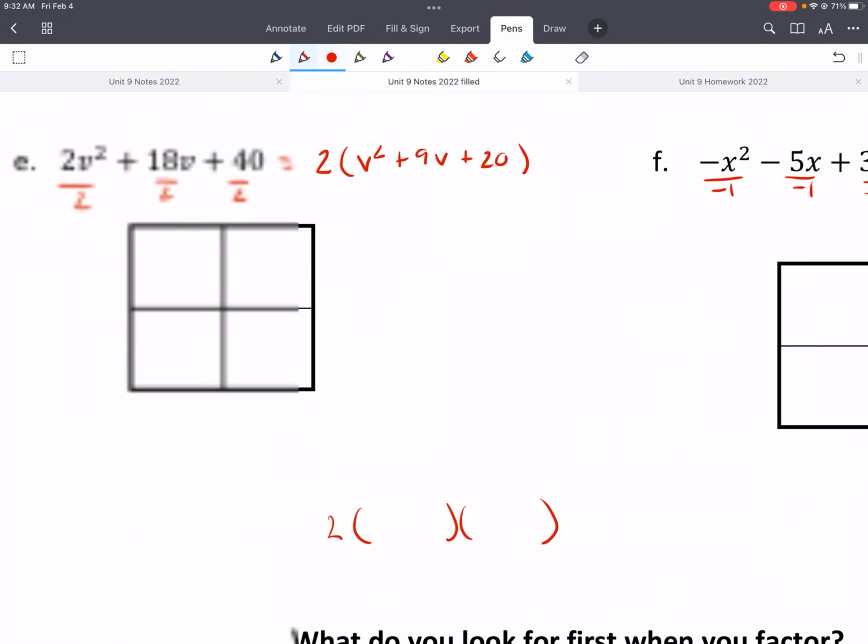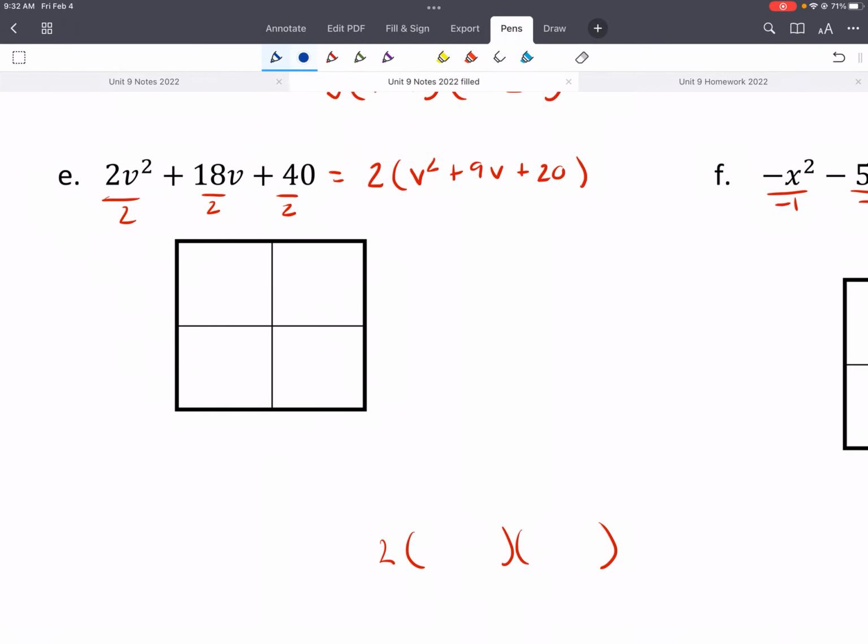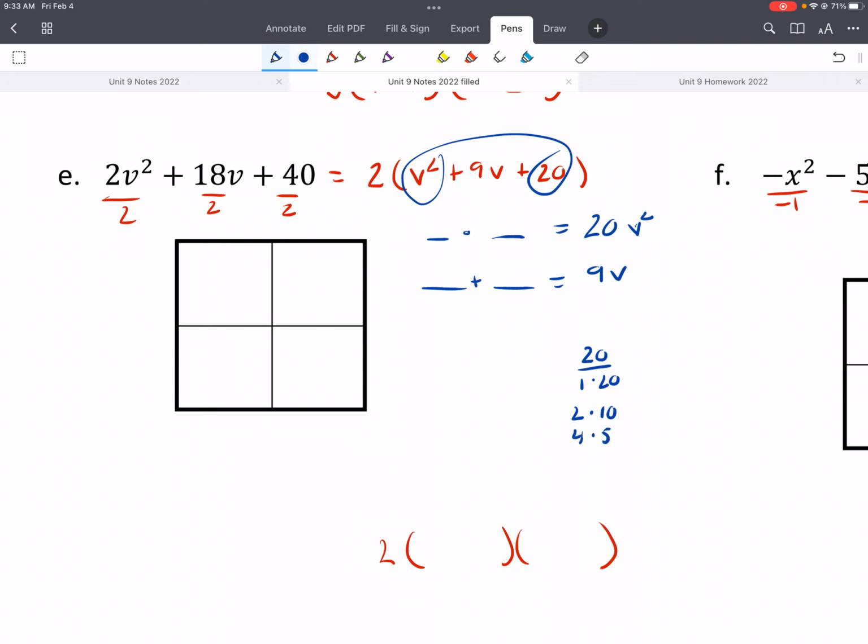All right, last two. Glasses. So again, multiplies to 20, v squared this time, and needs to add or subtract to give us 9v. So for 20, what do we got? 1 and 20, 2 and 10, 4 and 5. So 4 and 5 would work. So 4v plus 5v would make that work.